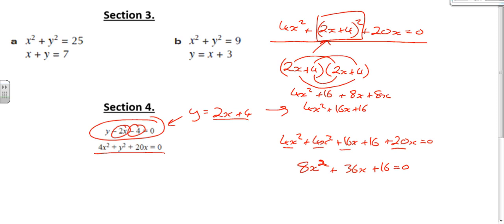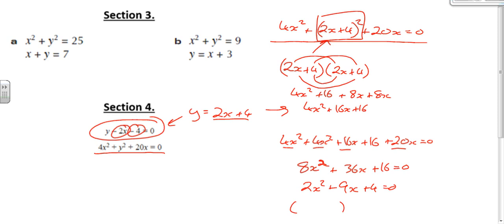Now before we factorise that, we can make it easier by seeing if any number goes into all of them. And I can see that 4 goes into all of them. So if I divide everything by 4, it's going to be 2x squared plus 9x plus 4 equals 0. That makes it a little bit easier to factorise.